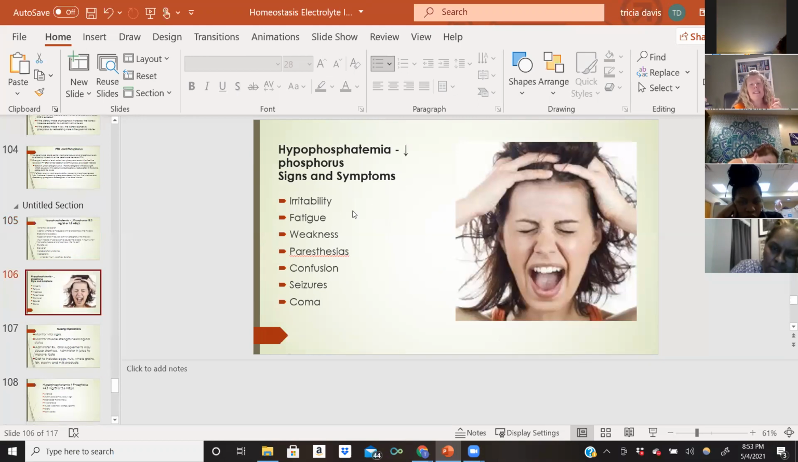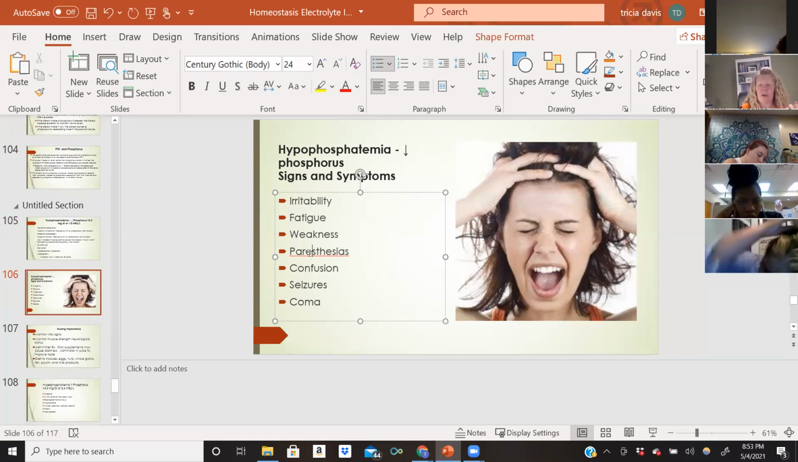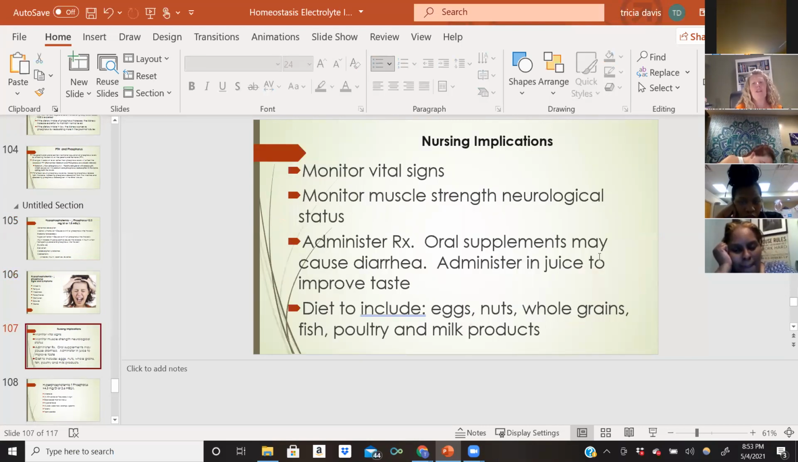So what signs and symptoms will we see? They're going to be irritable. They're going to be tired, fatigued. They're going to be very weak. Paresthesias, they're going to have numbness and tingling in their hands or their feet or in their face. They're going to be confused, might even see, in worst case scenarios, seizures, and then of course, coma is always an option as well.